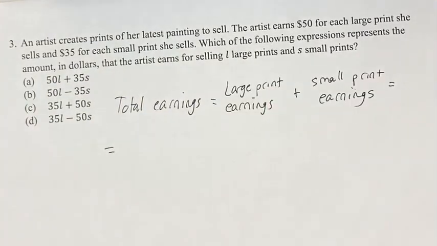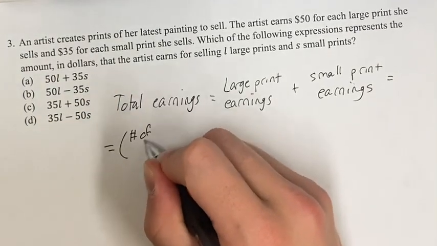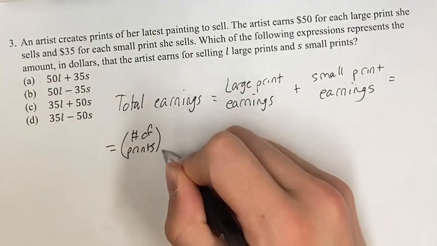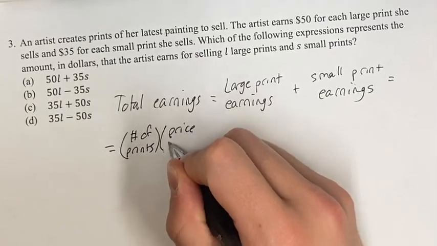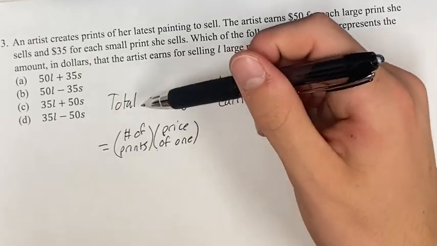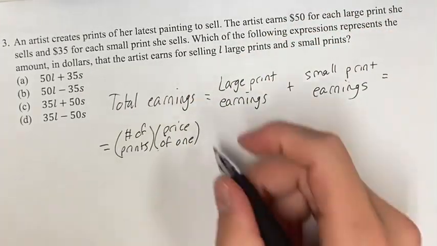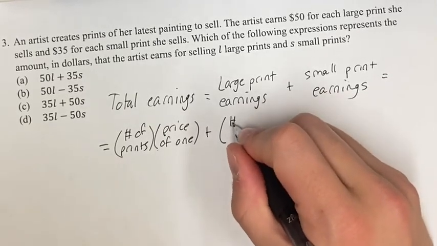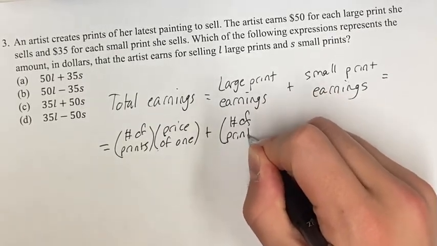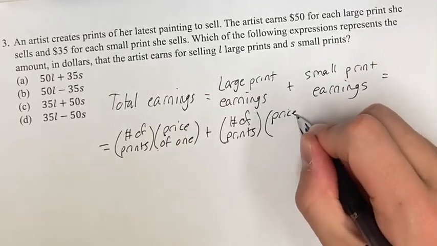How do we calculate the amount of money she's making from the large prints? Well, we take the number of prints and multiply it by the price of one. So if she's selling 10 of them and she makes $5 each, she's making 10 times 5 or 50 in total. And then the same thing with the small ones. It's the number of prints she makes times the price of one. Or it's the amount she earns, but same difference here.